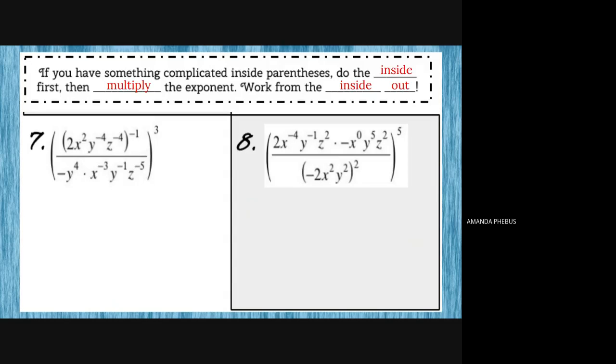All right, let's see what else we got. Oh my, they're getting more and more complicated. All right, so number 7. We may try, let's see what I ended up doing.